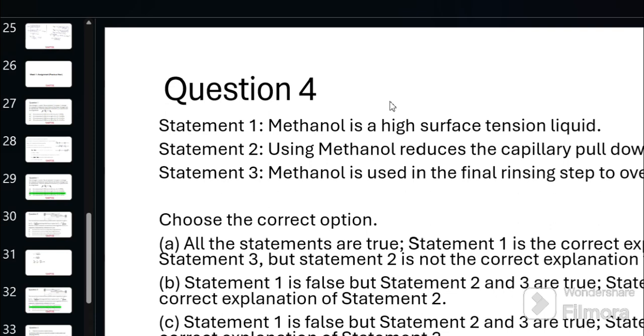Now we also know that methanol reduces the capillary pull down force, and methanol is actually used in the final rinsing step to overcome stiction. So statement 2 and statement 3 are correct. Now we have to find out which among option B and option C is correct.